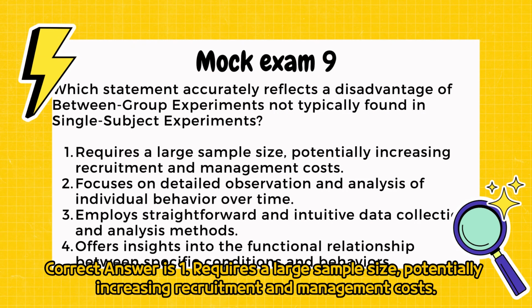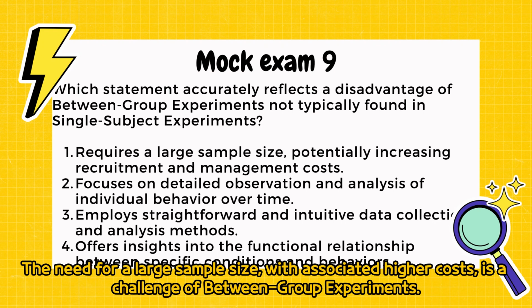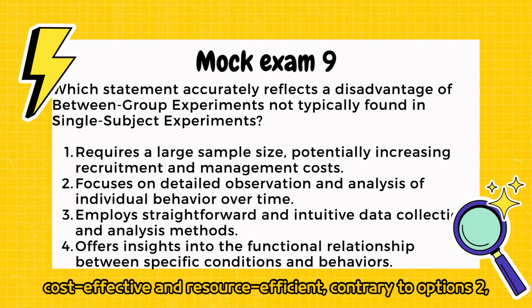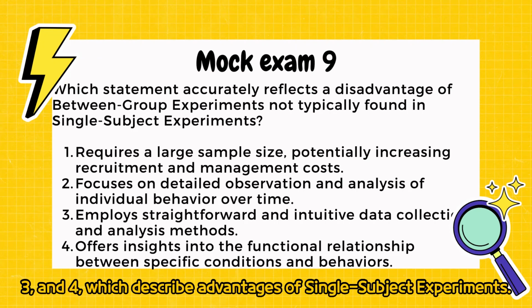Correct answer is 1. Requires a large sample size, potentially increasing recruitment and management costs. The need for a large sample size, with associated higher costs, is a challenge of between-group experiments. Single-subject experiments, focusing on individuals or small numbers of participants, tend to be more cost-effective and resource-efficient, contrary to options 2, 3, and 4, which describe advantages of single-subject experiments.